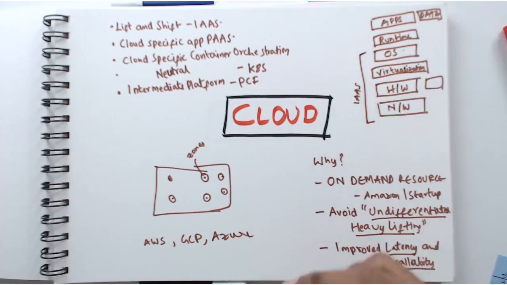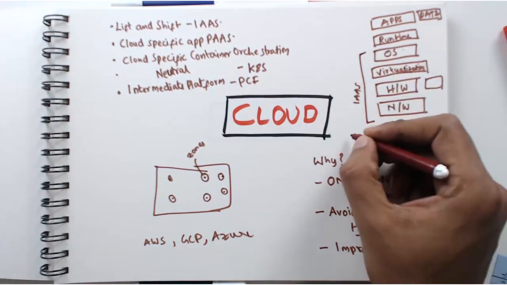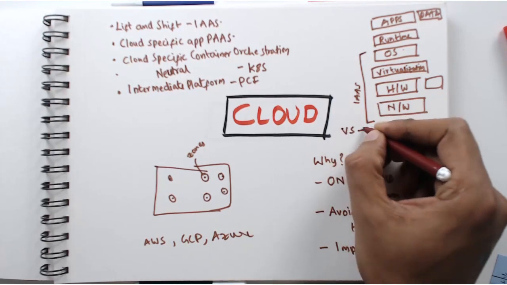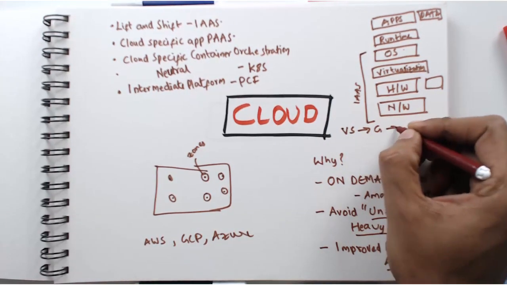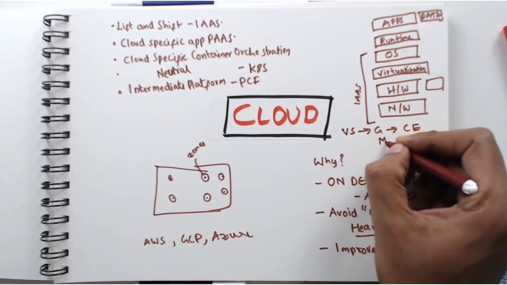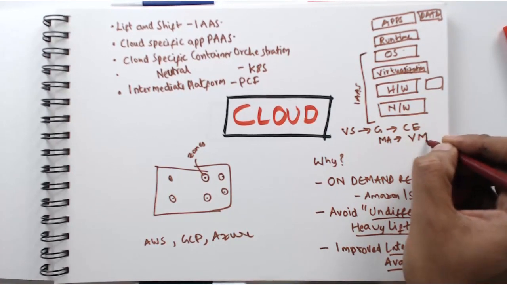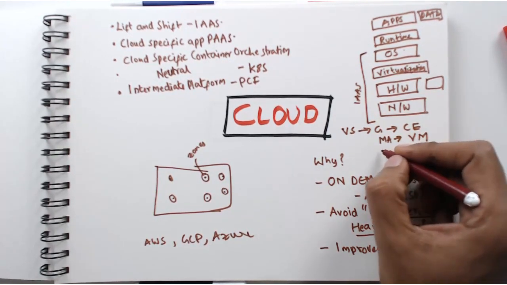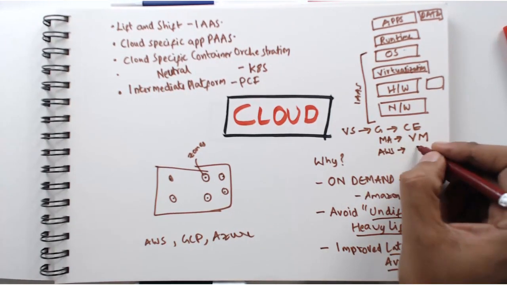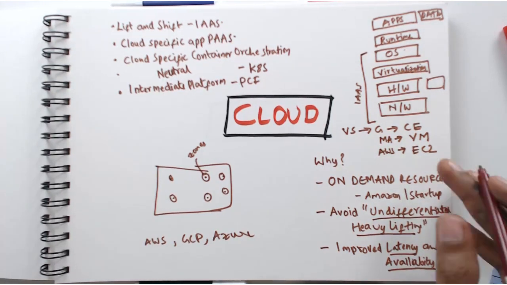So in Google Cloud, these virtual servers are called Compute Engines. In Microsoft Azure, they are called Azure Virtual Machines. In AWS, these virtual servers are called EC2, Elastic Compute Cloud. So the names are different, but the concept is the same.